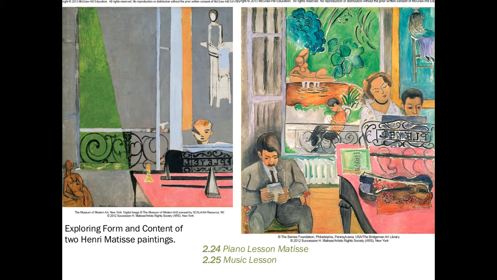Okay. All right, so now we're going to get into exploring the form and content of two Henri Matisse paintings. These are in your book, image, I think my numbers are wrong here, 225 and 226. This is from the 10th edition, my apologies. So this is very similar. If you look at these two images, it's actually compositionally very similar. It is the same place. This is Matisse's home, and he's looking out the same window. Can you guys see that sort of iron scroll there, iron scroll there?